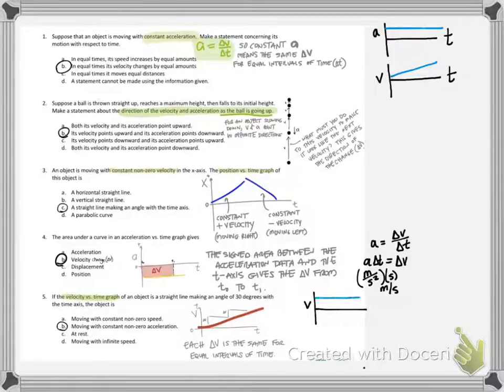Moving with infinite speed, I will not give you anything with infinite speed. That would not make sense. So that horizontal line would be what would be true if answer choice A was correct. That's what a velocity time graph would look like. That would be the blue line showing constant non-zero speed. The red line that I just drew in there is showing at rest. If you are at rest, then your position does not change, so that means that your velocity is zero.